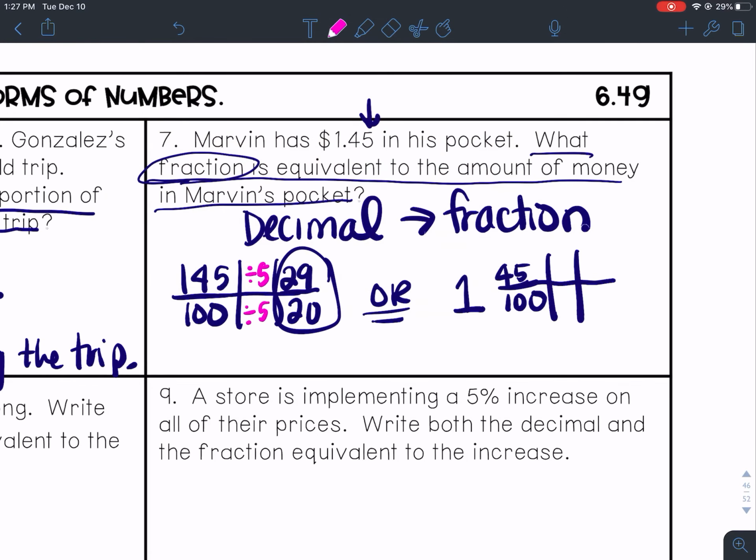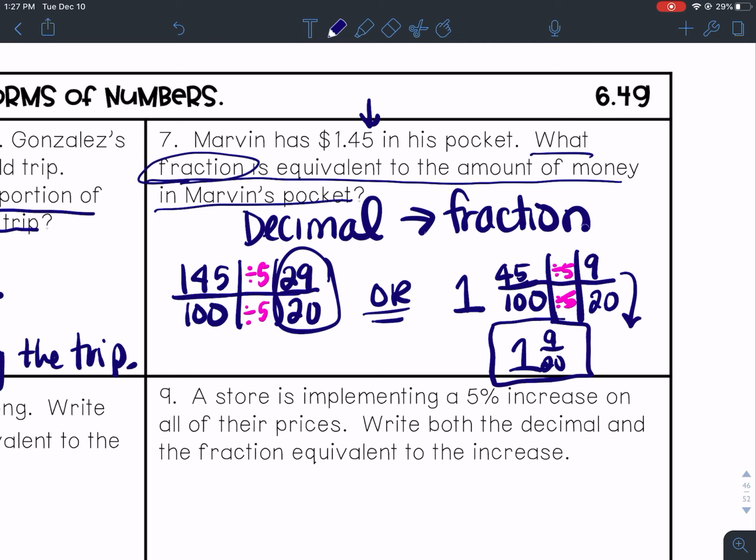Okay, it ends in a 5 and a 0. Divide by 5, divide by 5. 45 divided by 5 is 9, and my 100 divided by 5 is 20, which means this right here is 1, because you can't forget the whole number, and 9 over 20.